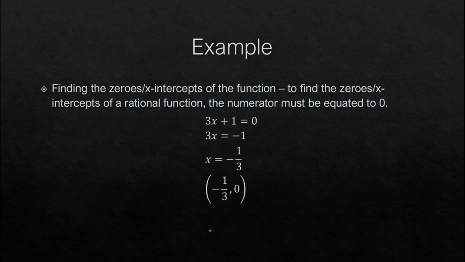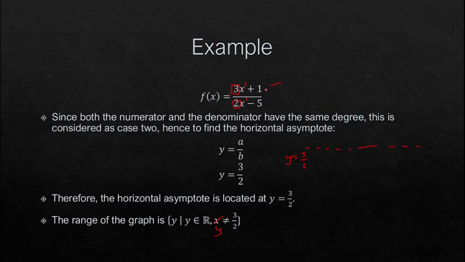Finding the zeros or x-intercepts of the function. Zeros and x-intercepts of a function are the same thing, but they are called differently. To find the zeros and x-intercepts of a rational function, the numerator must be equated to 0.